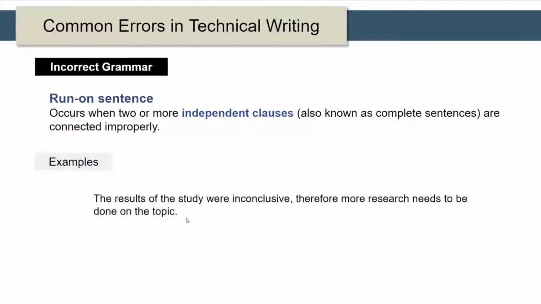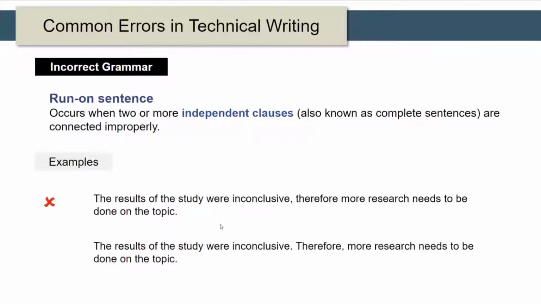It itself is a complete sentence. That means you could have just placed a full stop after that clause and it's a complete sentence, right? So you notice that there are 2 complete sentences. Therefore, more research needs to be done on this topic is a complete sentence. You cannot simply just join them together with a comma. This is incorrect. This is a run-on sentence, right? The correct way of saying it would be: the results of the study were inconclusive, full stop, therefore, comma, more research needs to be done on the topic.